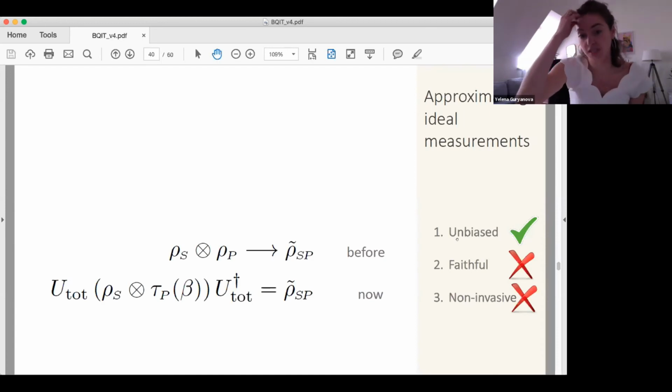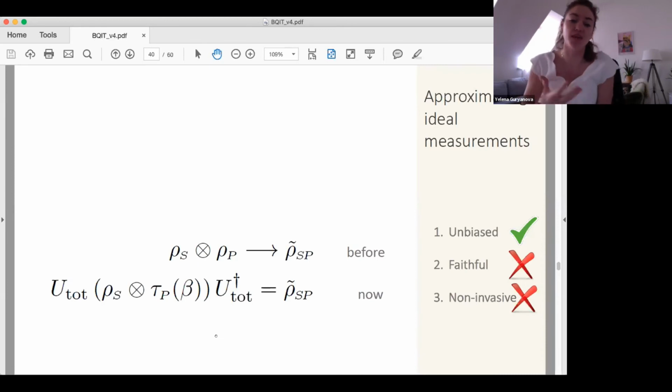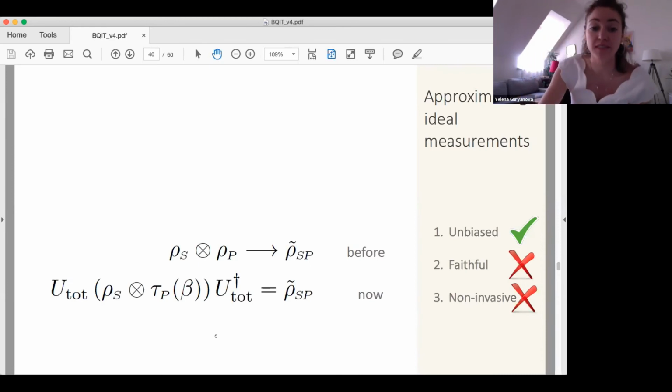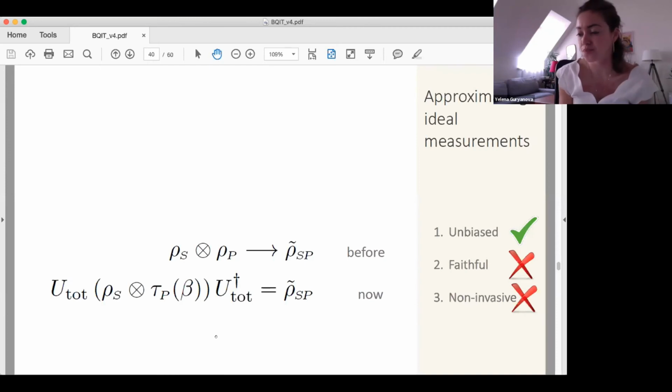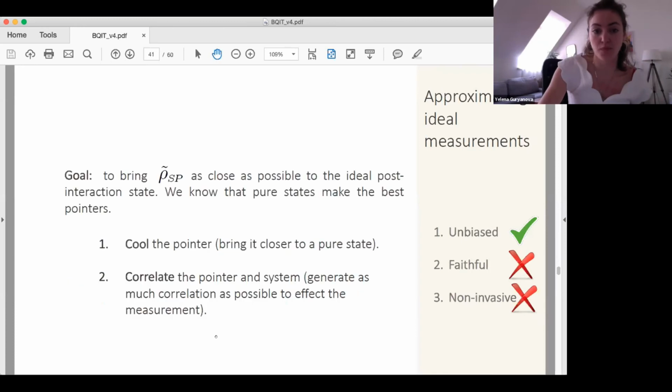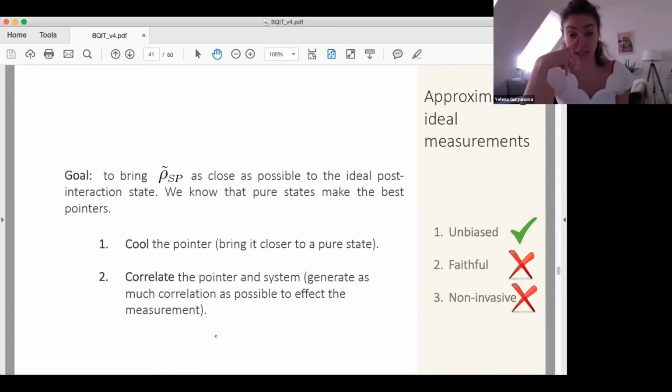And I've chosen unitaries. In general, this arrow can be any map, but I've chosen unitary because in the end, I want to account for the energy of this process. I can do that with unitaries because if I choose CPTP maps, I have to bring in ancillas and account for the work invested there, and I can also embezzle energy as well. So the goal is to bring this post-interaction state, which we achieve via unitary, as close as possible to the ideal post-interaction state, this thing I flashed up earlier in block diagonal form.